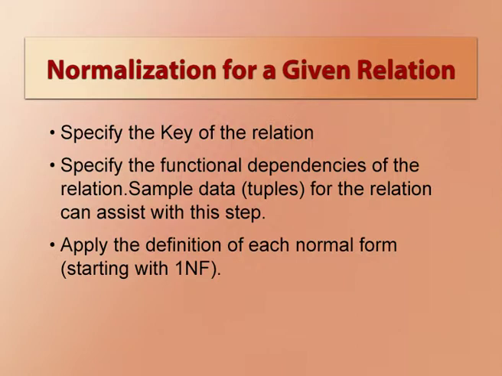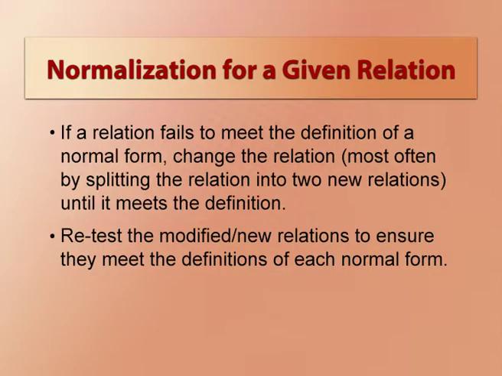Normalization for a given relation, what is the process that needs to be followed? First of all, specify the key of the relation, then specify the functional dependencies of the relation. See within the columns what the functional dependencies are, and then apply the definition of each normal form, starting with first NF. Directly you can't skip 2NF or 3NF and jump to BCNF. Identify the key, then identify the functional dependencies and start working right from the first NF. Whether it is satisfying 1NF or not, only then you move to the second NF. Then if a relation fails to meet the definition of a normal form, change the relation until it meets the definition.